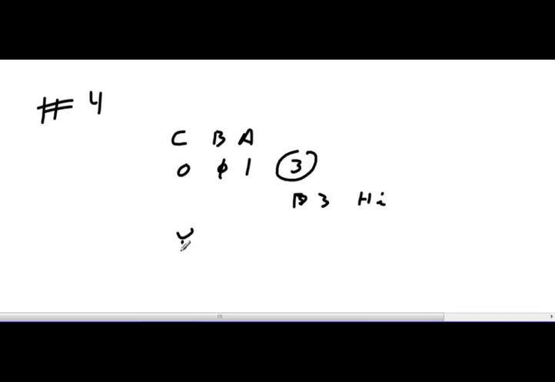All right, number 4. So first thing we're going to look at is ABC, which is my selector switches. And I see a 0, 1, 1. So that means I'm selecting a 3. So I look at D3, and D3 is high. Okay, so if D3 is high, and that's what I've selected, then Y is going to equal 1, and I'm done with number 4.